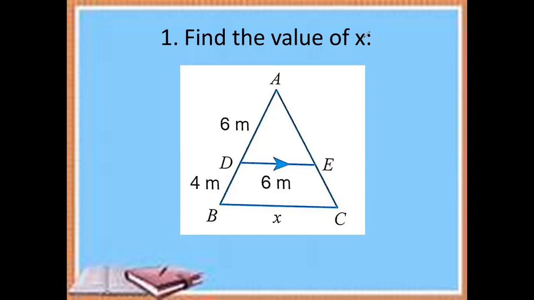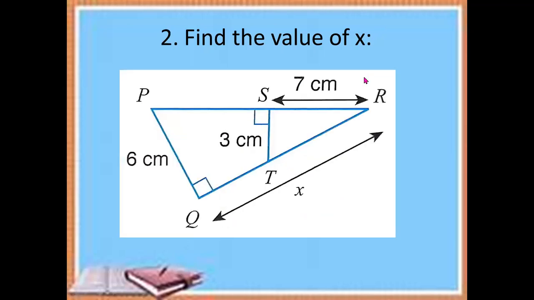Okay, number two. Find the value of x. Analyze the triangle properly and find the value of x. Set up the correct proportion. Okay, set up the correct ratio. Okay. So find x. Take note, set up the correct proportion.